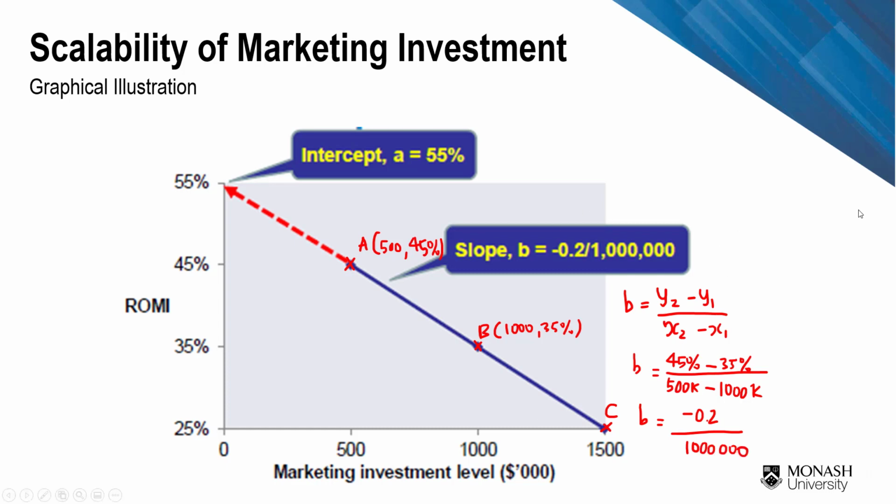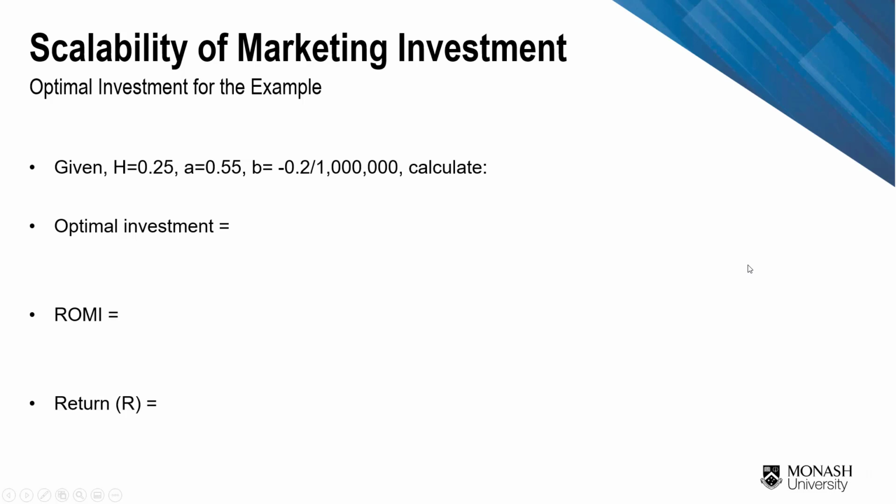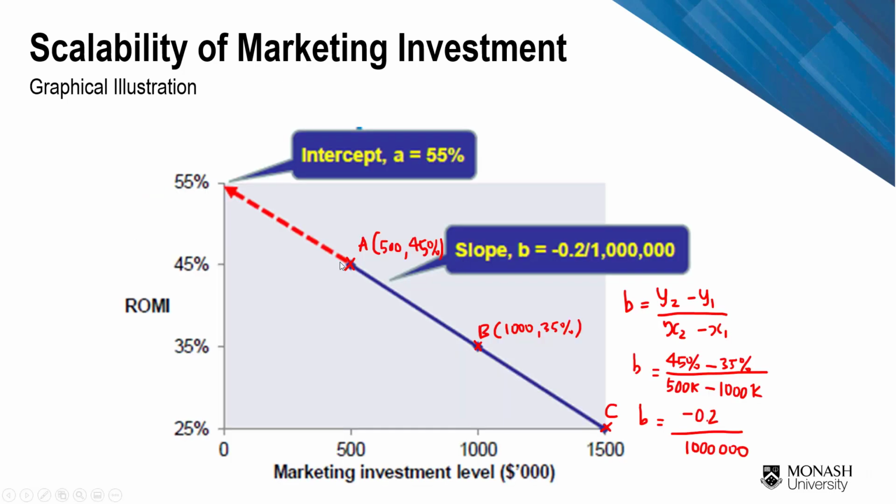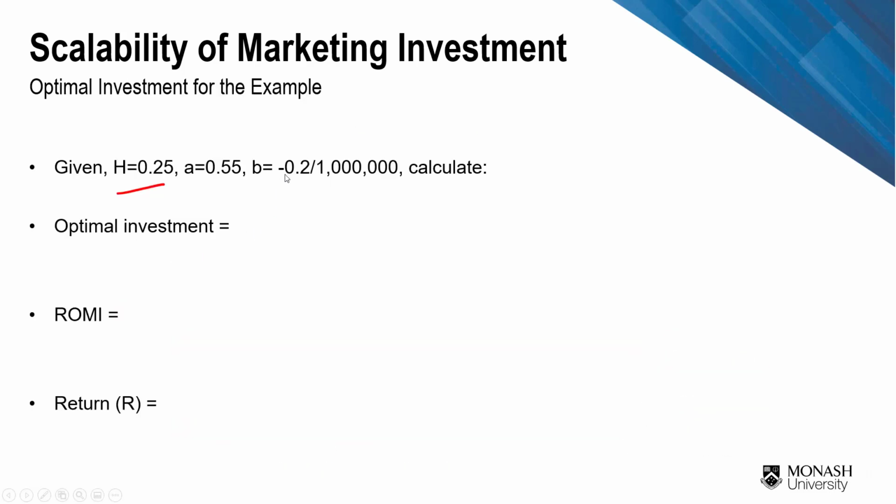Okay, this is how you calculate your slope. Given that we already know our H, which is our hurdle rate of 25%, A, which is 0.55 as told in the previous example, and B, which is minus 0.2 divided by 1 million, calculate the optimal investment level. As we all know, our optimal investment level is denoted as H minus A divided by 2B.